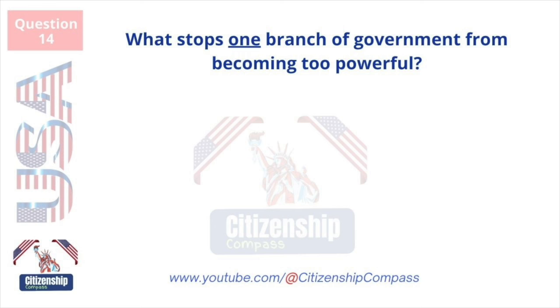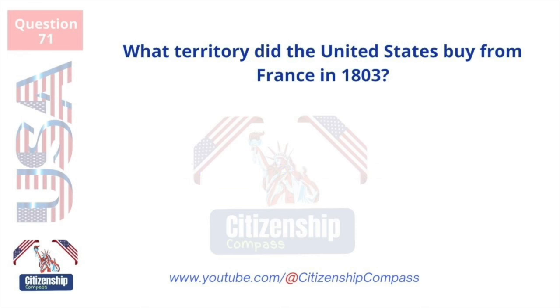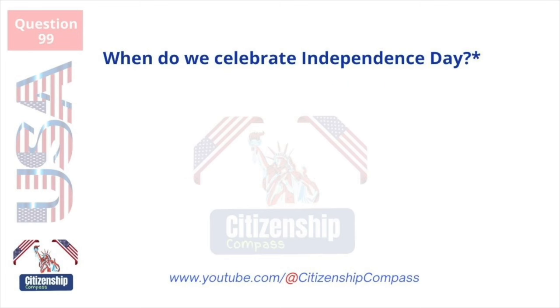What stops one branch of government from becoming too powerful? Checks and balances. What territory did the United States buy from France in 1803? The Louisiana Territory. When do we celebrate Independence Day? July 4.